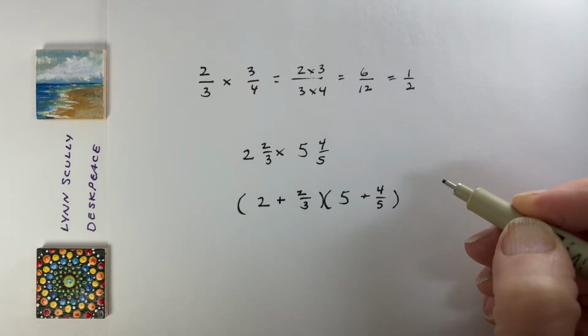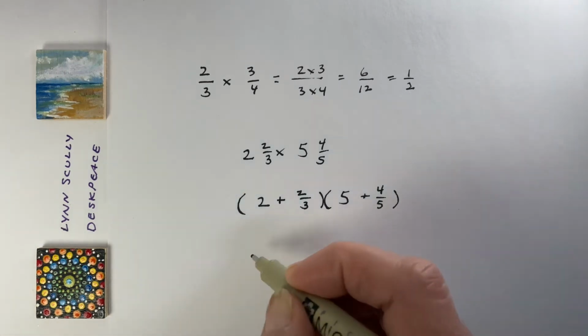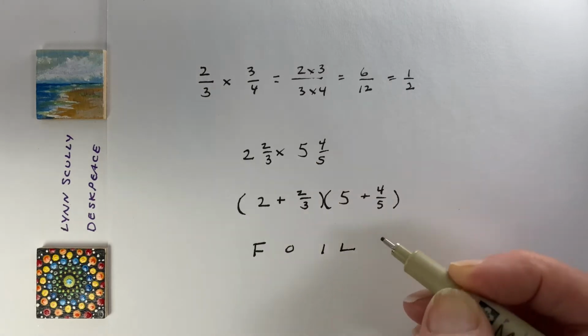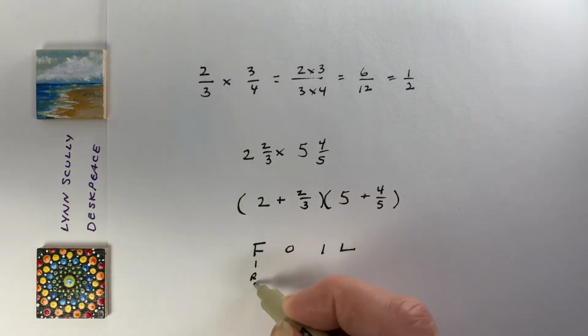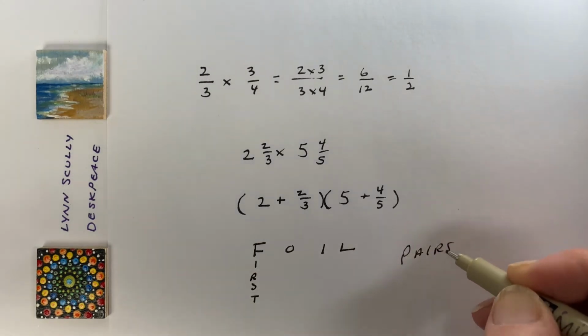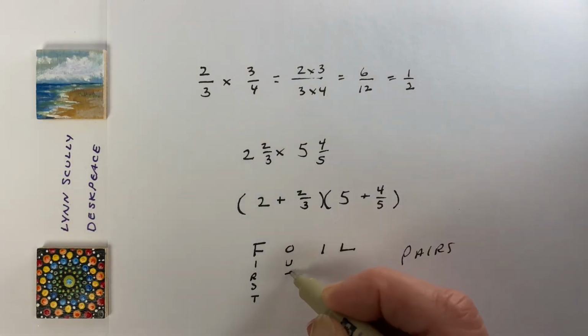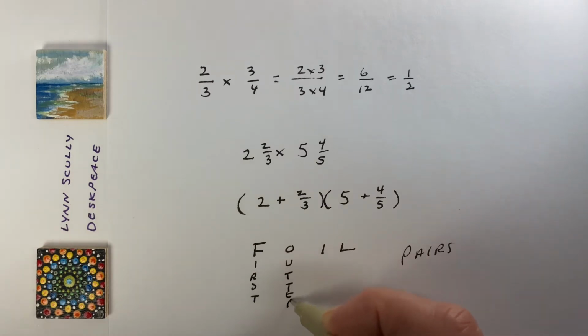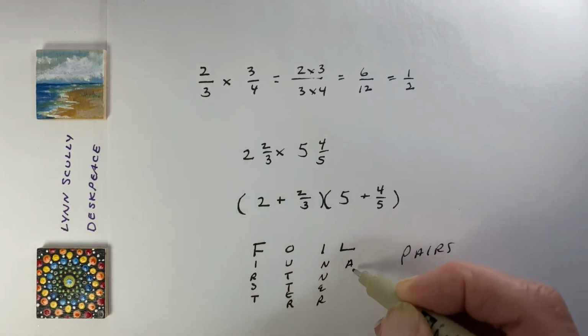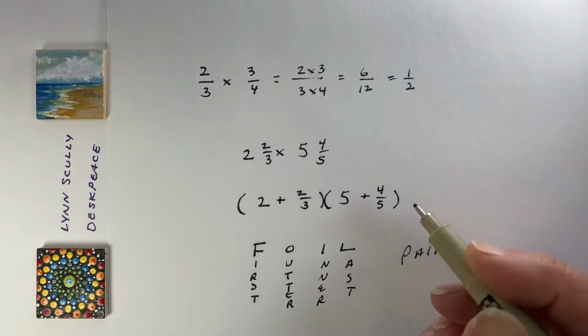Now what we're going to do is use a technique which is FOIL, F-O-I-L. F stands for first pair. We're always dealing with pairs here, okay? O stands for outer pair. I is inner pair. And L is last pair. So let's take a look at that.